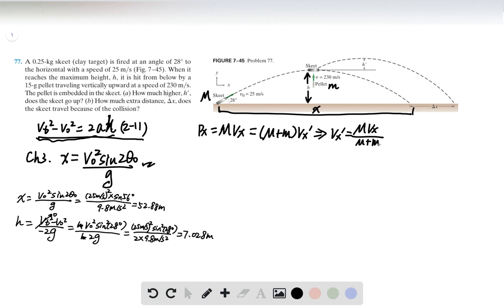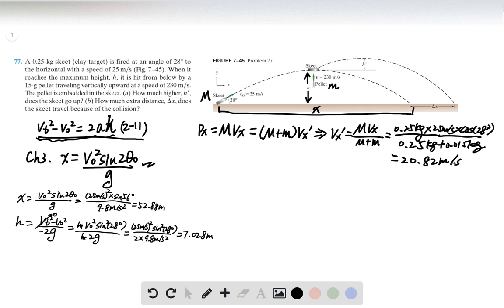And so big M is 0.25 kilogram. Vx is 25 meters per second times cosine 28 degrees. And big M plus small m is 0.25 kilogram plus 0.015 kilogram. This whole thing is equal to 20.82 meters per second.